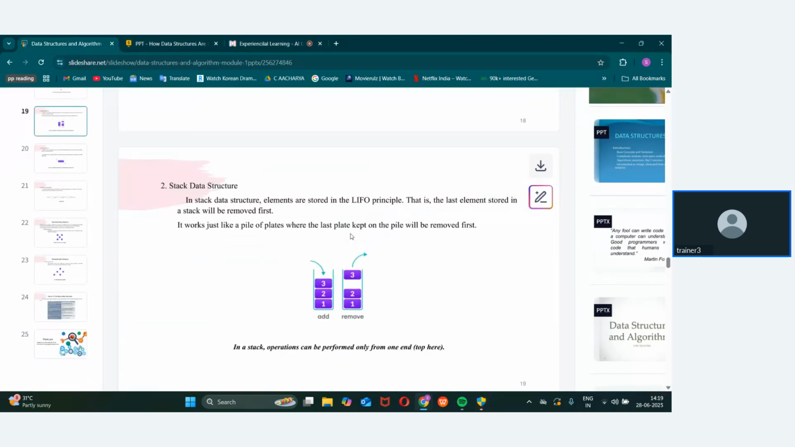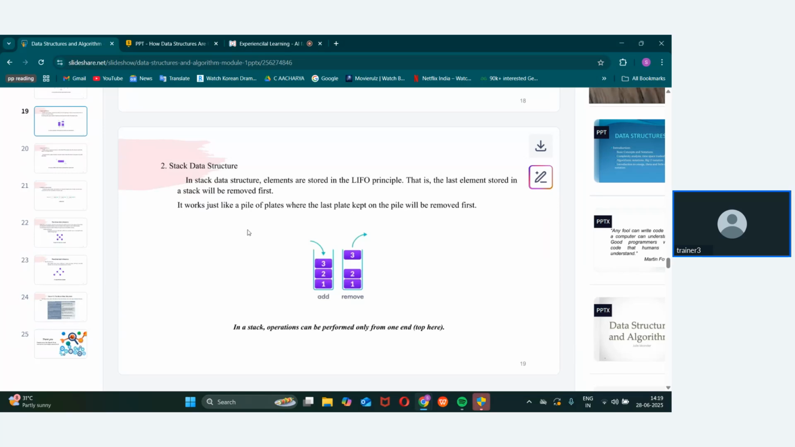Okay. And then the second type of linear data structure is the stack data structure. So what is a stack? Stack is yet another type of data structure that is widely used. Here the elements are stored using the LIFO principle. I hope everyone has gone through LIFO and FIFO. LIFO is nothing but last in, first out.